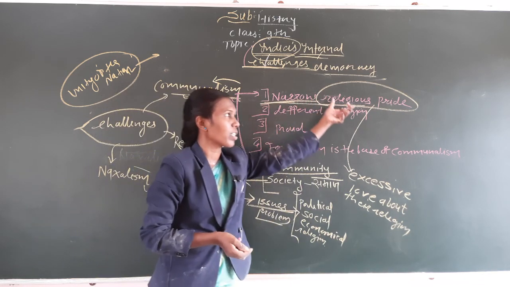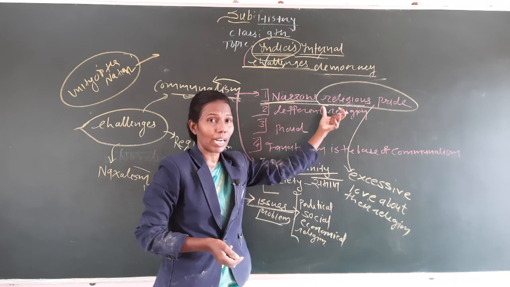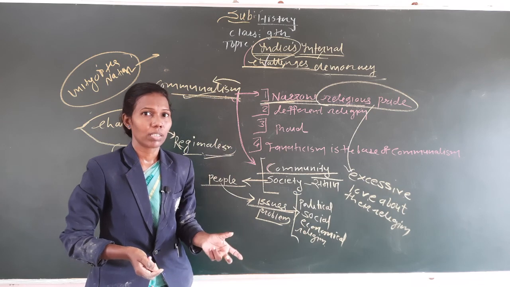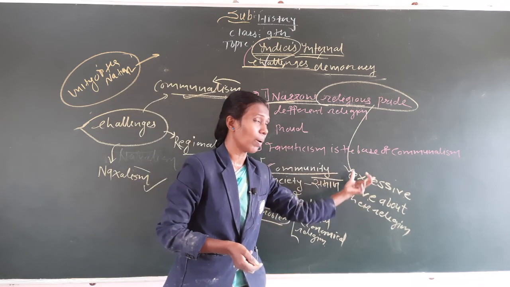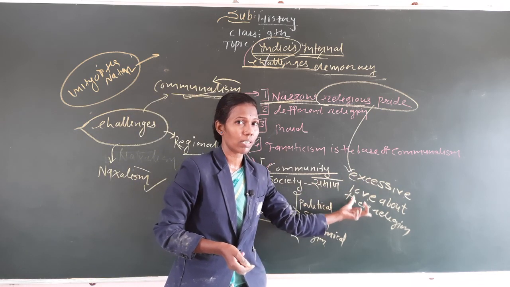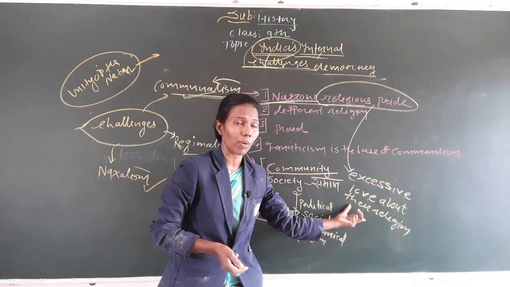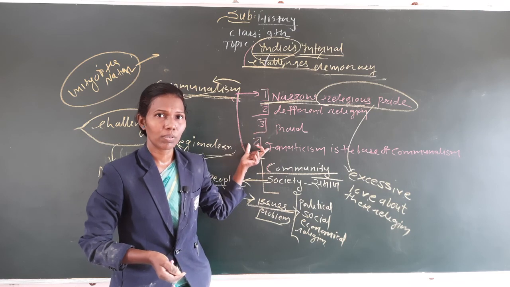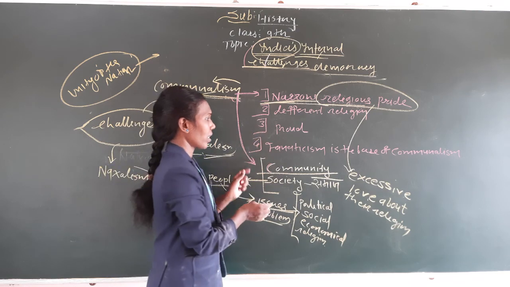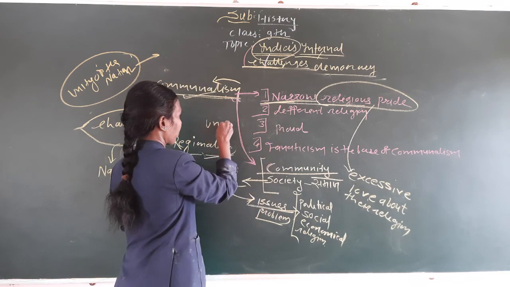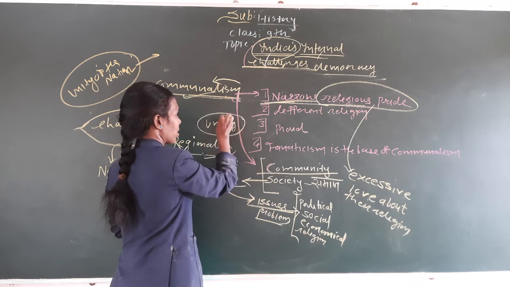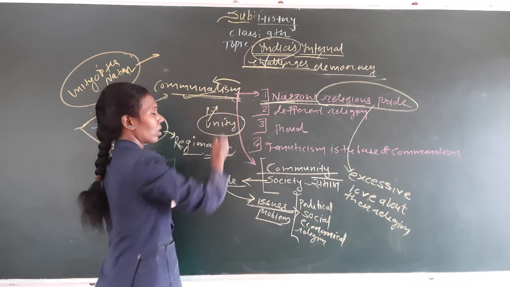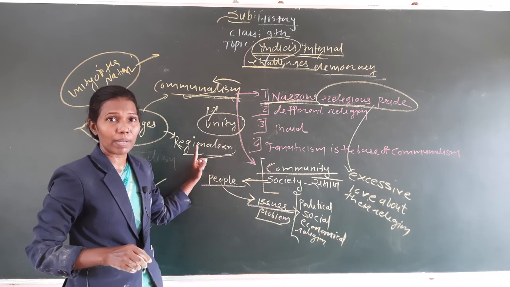But when this religious pride crosses all its limitations and comes to the step of excessive love about their particular religion, this type of excessive love creates obstacles in the way of democracy. For example, if we talk about unity, when there is unity among all the castes of people, due to that reason there are not any types of challenges faced by the democracy.